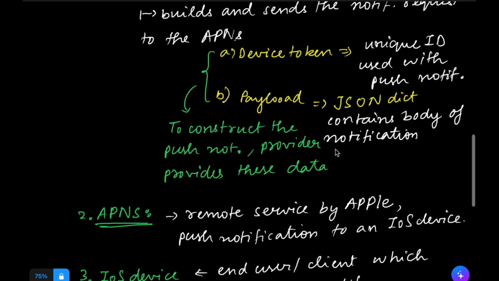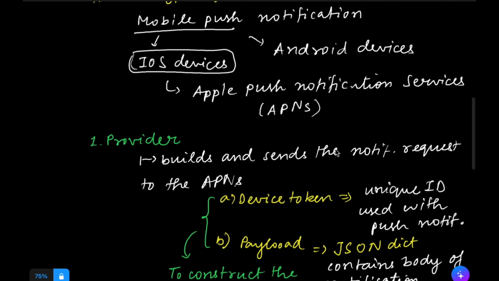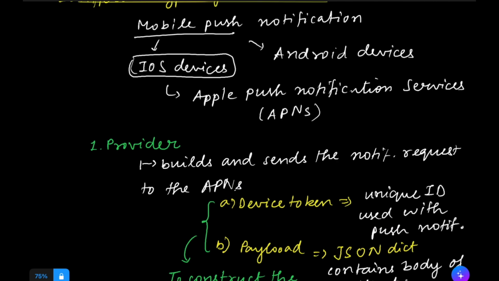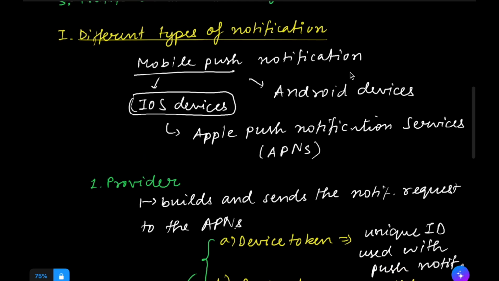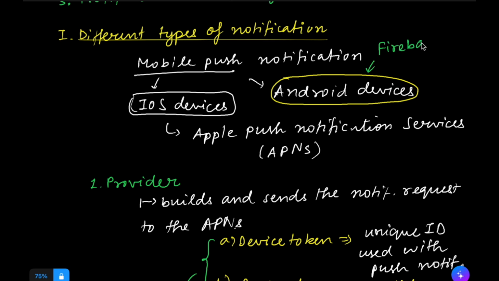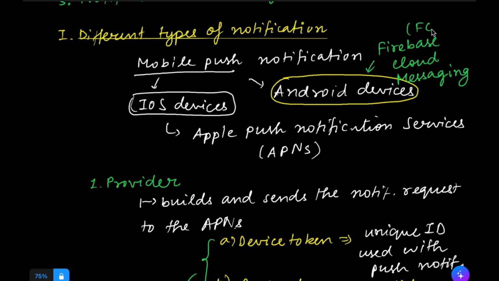So now we have seen this for an iOS device. A similar thing happens for an Android device. The notification is pushed to an Android user in a similar flow, but instead of the Apple Push Notification Service, we use Firebase Cloud Messaging, a remote service provided by Android to forward notifications to an Android user, or in acronym format, FCM.